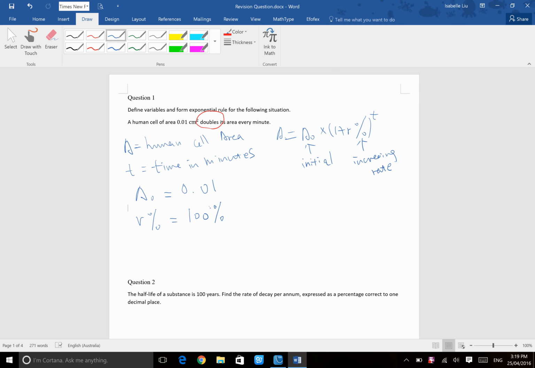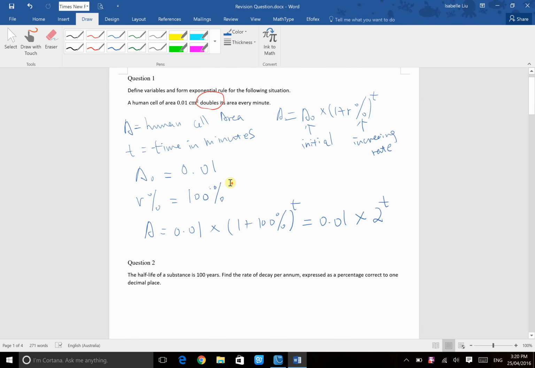Doubling means every minute our cell will become twice the previous area. So the R percent will equal 100. Doubles gives you the increasing rate as 100%. Therefore, we can write our rule as A equals 0.01 times (1 plus 100%) to the power of t. That equals 0.01 times 2 to the power of t. Okay, that's the first question.